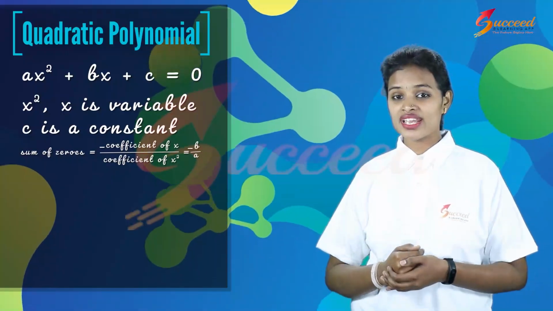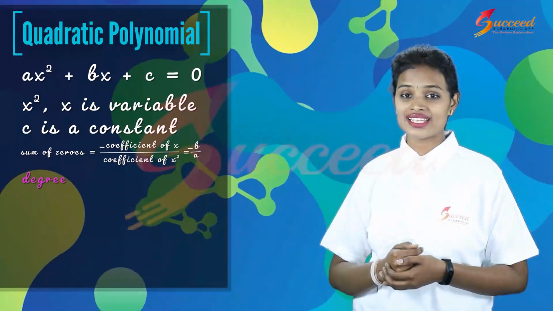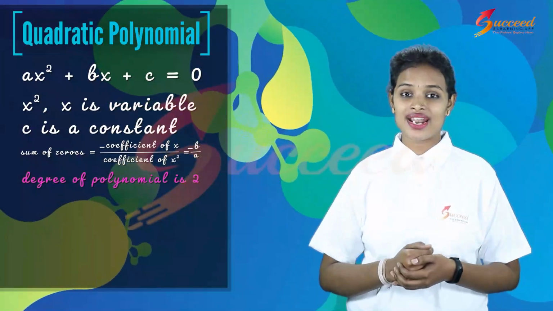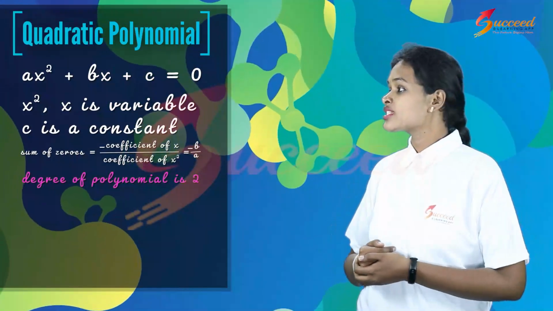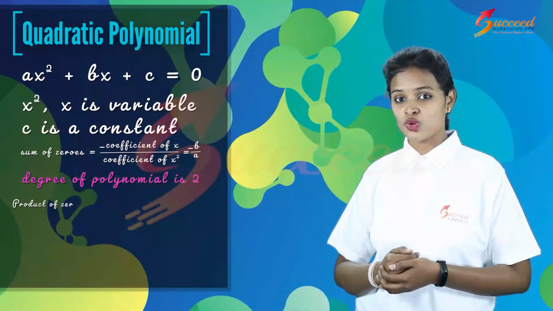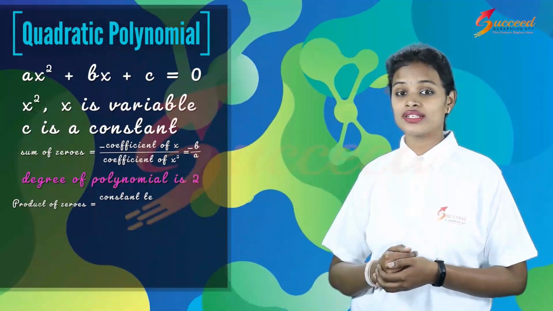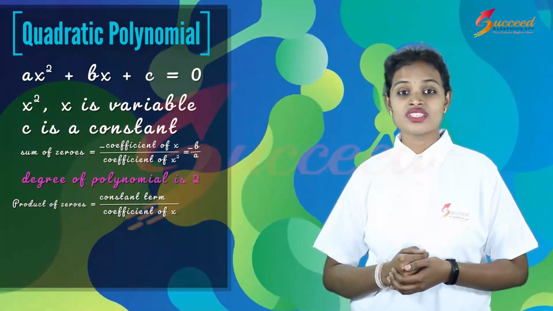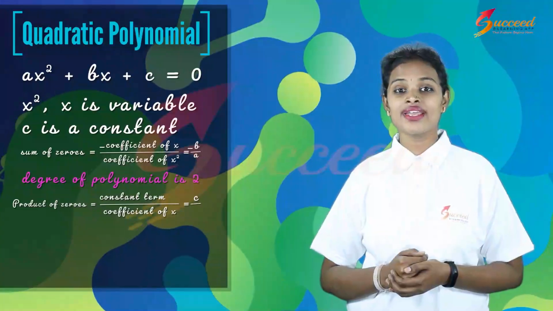In this we will get two zeros as the degree of the polynomial is 2 and it is a quadratic polynomial. Similarly, the product of zeros is equal to the constant term divided by the coefficient of x square, which is equal to c by a.